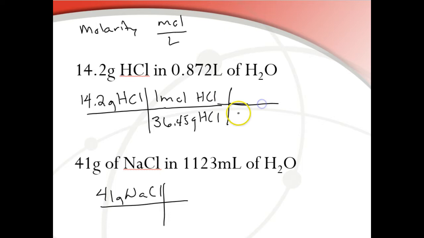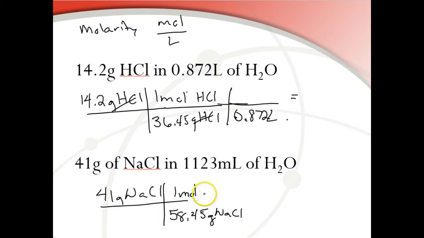and then we want to divide by 0.872 liters. The grams, the mass, cancels out, so it'll give me moles over liters. That'll be my answer there. For this one, we've got 41 grams of NaCl. We have to figure out our molar mass, 58.45 grams of NaCl in 1 mole of NaCl. And then again, we divide by the liters.